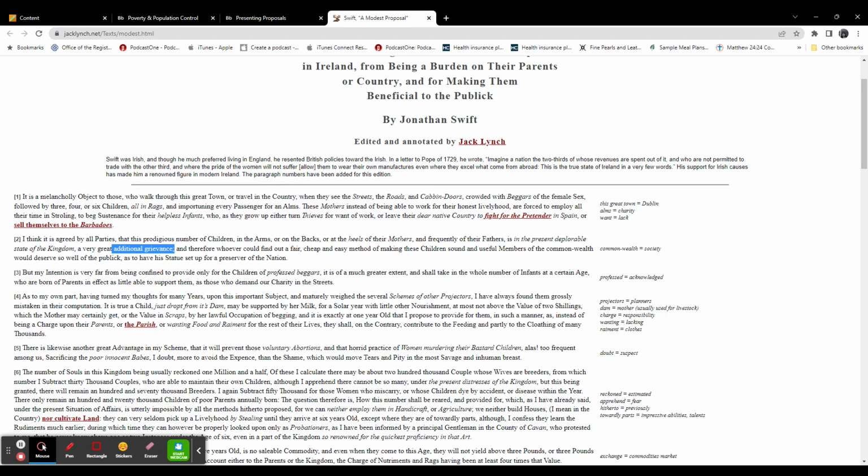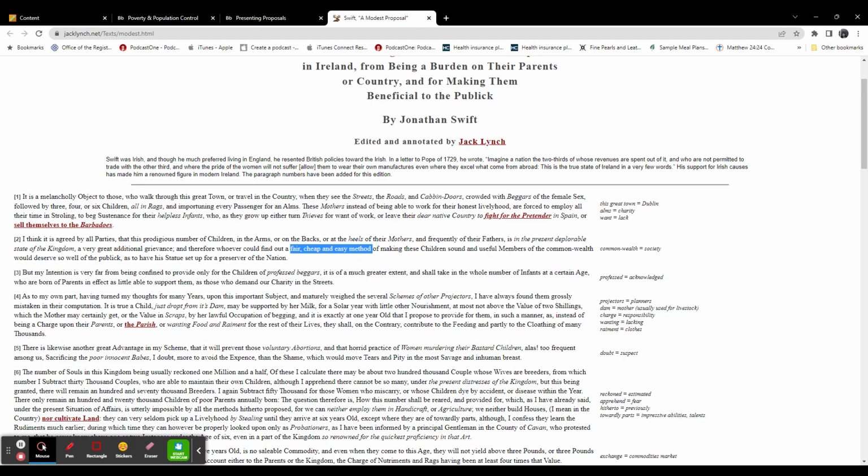And then he's proposing what the proposal would look like. So we need something, whoever could find a fair, cheap, easy method of making these children sound, useful members of the Commonwealth. That is a 3 part proposal: fair, cheap, easy, right? So anyone who counters his proposal, and he will go into it when he calls it a refinement, they must meet this condition: fair, cheap, easy method, right?